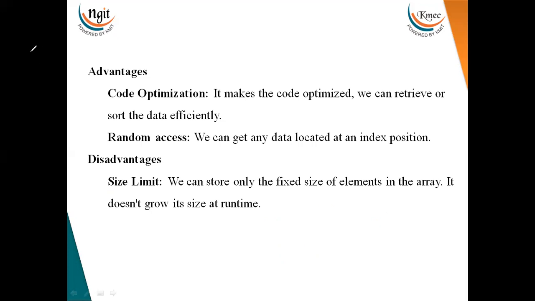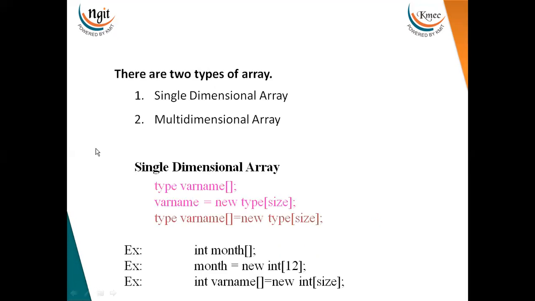Now, sir, what are the different types of arrays we have? We have two types of arrays. They are the one-dimensional array and the two-dimensional array. This one-dimensional array is also called a single-dimensional array. This two-dimensional array is also called a multi-dimensional array, right? This single-dimensional array is an array with one dimension, that is called a one-dimensional array.